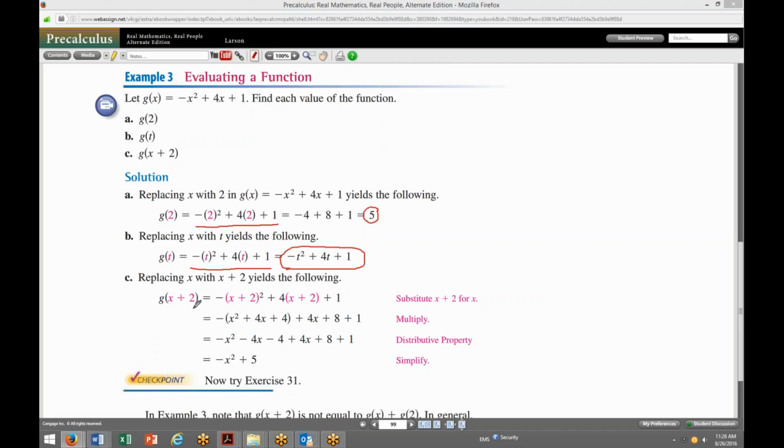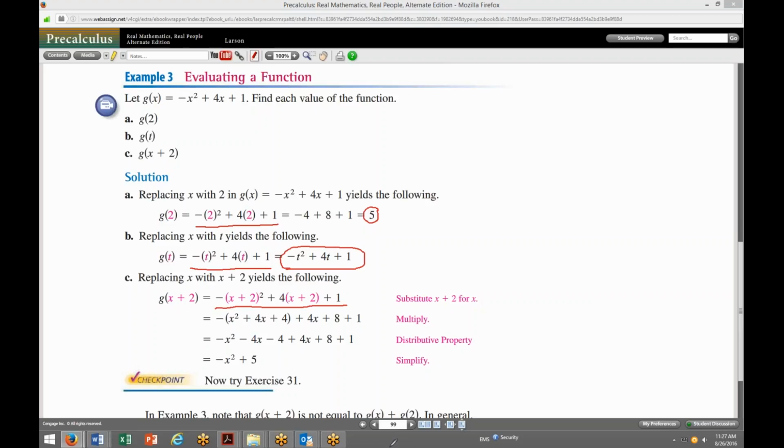Plugging in x plus 2 for x, how do we calculate it? By simply plugging in x plus 2 everywhere in the original expression there was the variable x. So that turns into this. G of x plus 2, as we read it, g of x plus 2 then equals negative the quantity x plus 2 squared.